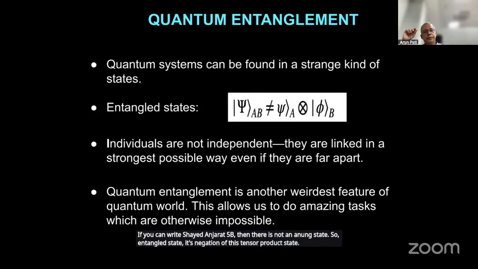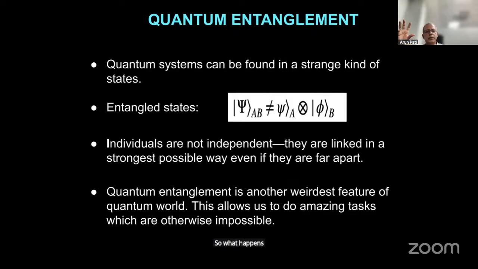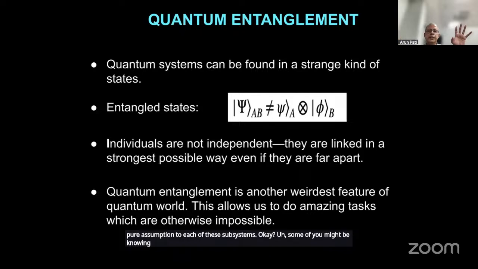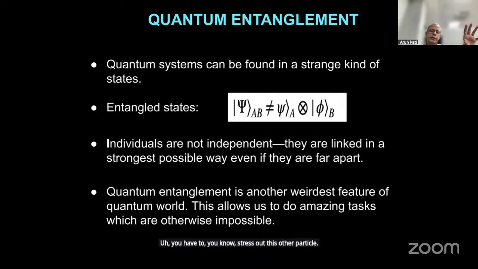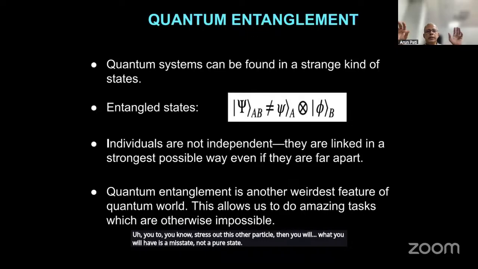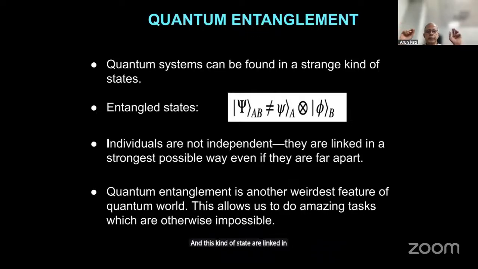So what happens is that individual particles are not independent. That means if your composite system is in an entangled state, then it is not possible for you to associate an individual pure wave function to each of these subsystems. Some of you might know that if you have an entangled state and you want to define the state of one particle, you have to do a partial trace. You have to trace out the other particle. Then what you will have is a mixed state, not a pure state. And these kinds of states are linked in the strongest possible way, even if they are far apart.